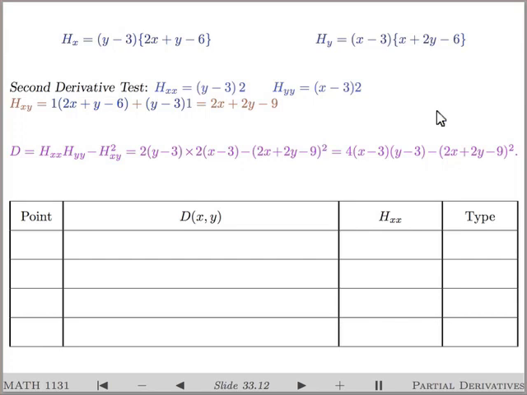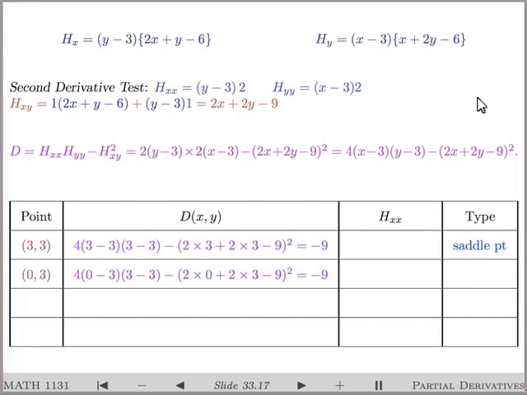When I have several critical points, I like to arrange my work in a table like this. We'll go through each point, evaluate the discriminant first. If I plug in 3 for x and 3 for y in the discriminant, it is this quantity. I will get some long expression that is calculated to get -9. Since it's negative, it's a saddle point. What if I have 0, 3? Again, I get -9 if you do the calculations. That's also a saddle point. So is 3, 0, which you could have figured out by symmetry.